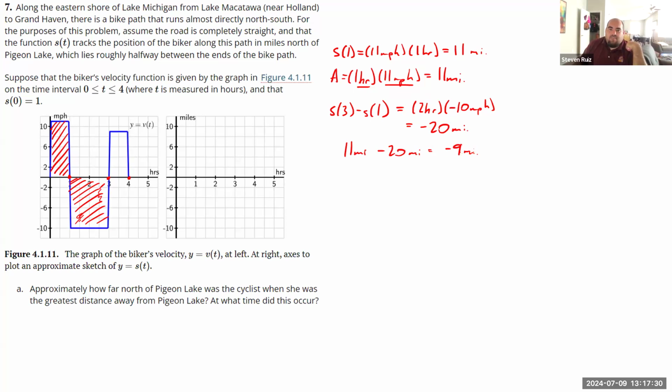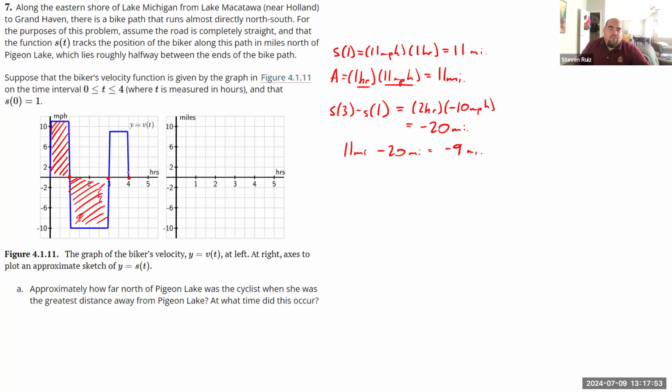So here's what I'm wrestling with. I know that after 3 hours, I'm 9 miles south of Pigeon Lake. What I'm trying to reconcile is why I have a sign flip here. Let's keep going. I'll come back to that.